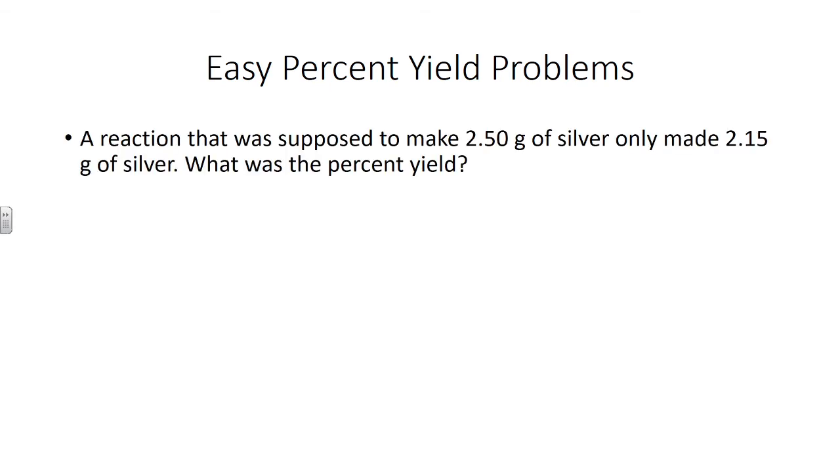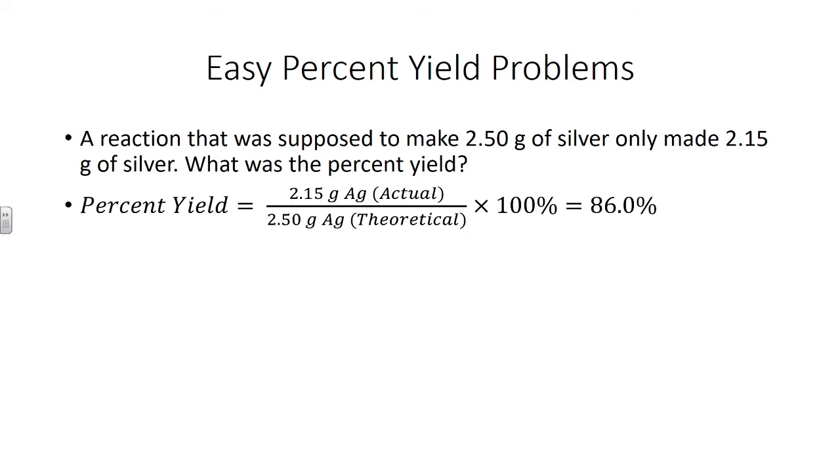So the easiest percent yield problems you could possibly be asked will just simply straight up tell you this was your actual, this was your theoretical. So for example, you're told a reaction that was supposed to make 2.50 grams of silver only made 2.15 grams of silver. What was the percent yield? Well, there's the actual, what you were told it made, over the theoretical, what it was supposed to make. And we're just going to divide the actual by the theoretical, and it was an 86% yield.